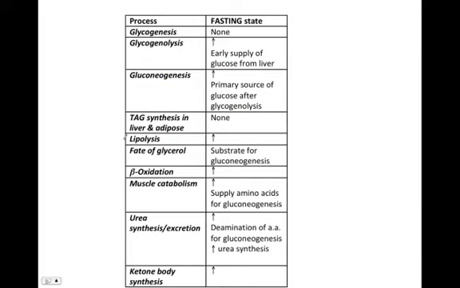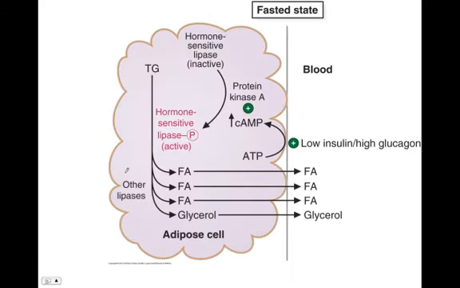The other pathways that are active are both lipolysis and beta oxidation. This is shown here, where under low levels of insulin, or high glucagon, and also epinephrine, cyclic AMP activates protein kinase A, which will phosphorylate hormone-sensitive lipase. Hormone-sensitive lipase in the adipose will hydrolyze triacylglycerols into free fatty acids and glycerol.